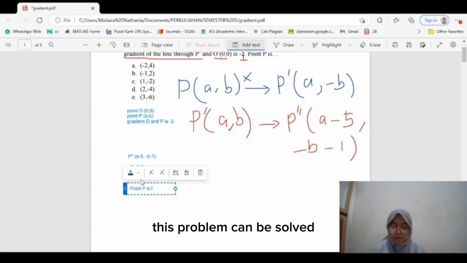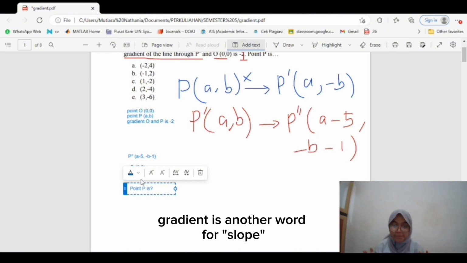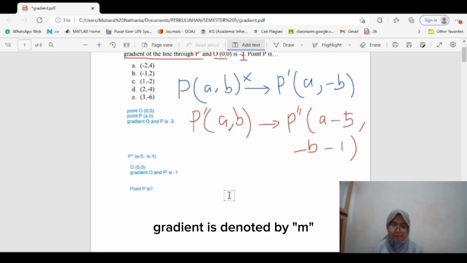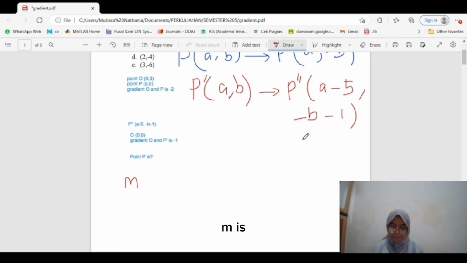This problem can be solved using the concept of gradient through 2 points. Before that, we need to know the meaning of gradient. Gradient is another word for slope. It is the slope of a line with respect to the horizontal. Gradient is denoted by m. m is the ratio of vertical distance to horizontal distance, or m equals the ratio of y to x.